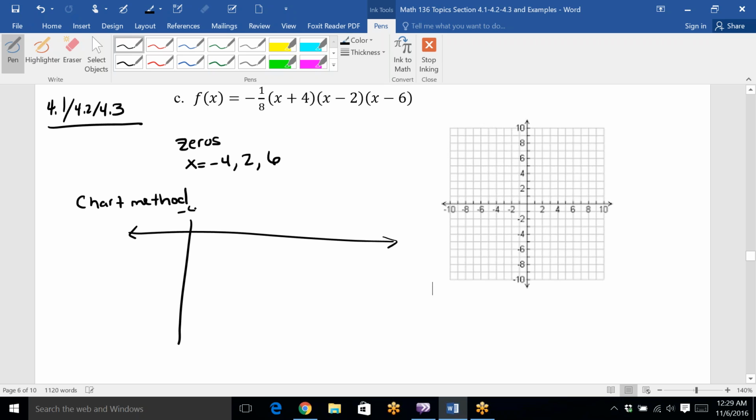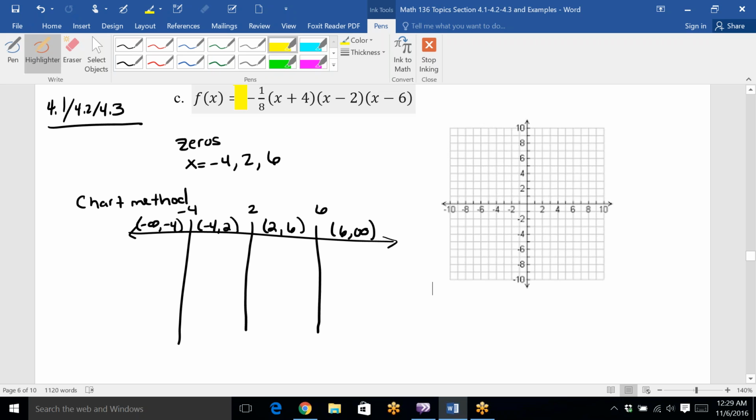You could also use the behavior method that I taught you in class, but I'm going to try to stay consistent with what we've already kind of used this semester. So this would be -∞ to -4, -4 to 2, 2 to 6, and 6 to infinity. You do have to be careful here because of this -1/8 out front. It does affect your sign.